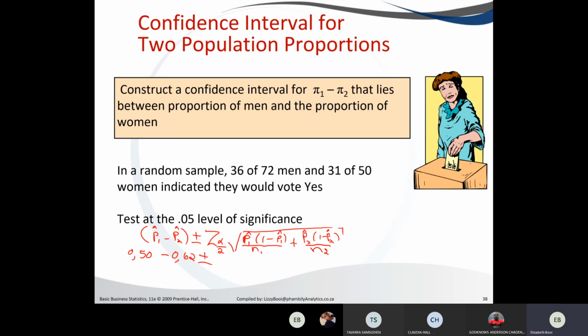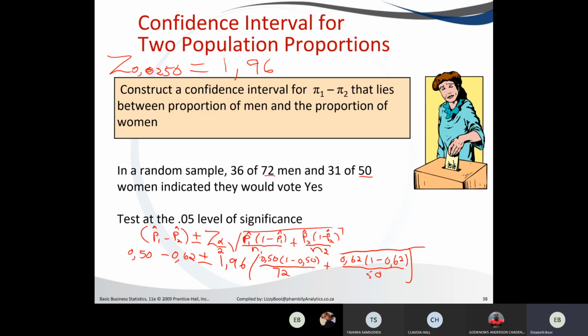0.62 plus or minus. If we go to the critical value, we've done this. I don't have to show you again how to find that critical value. We remember that our critical value for 0.05 divided by 2 was 0.025, and we went to the Z table, and we found that the critical value was 1.96. We can just substitute 1.96, and then multiply that with this whole thing, which is 0.50 times 1 minus 0.50 divided by our n1, which is 72, plus 0.62 times 1 minus 0.62 divided by our n2 of 50, and we need to take the square root of all this.